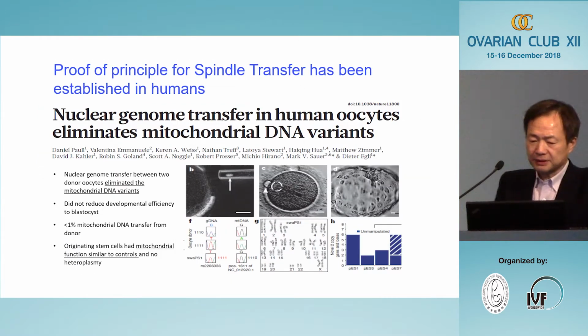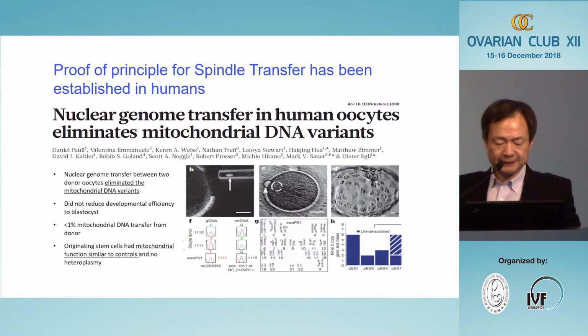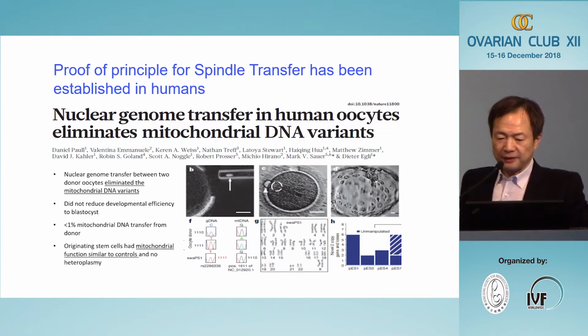Also, a more basic study in human eggs proved that transferring the spindle DNA from the mature egg can significantly reduce the mitochondrial DNA carried over from the donor cells. And this is a basic foundation for using this technique to treat a patient with a mitochondrial DNA mutation.